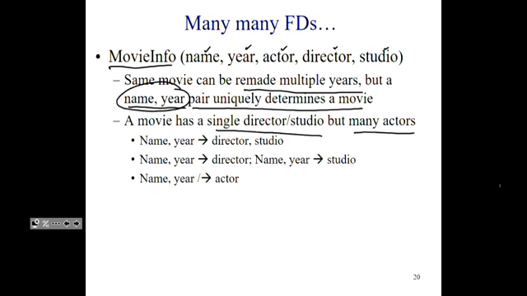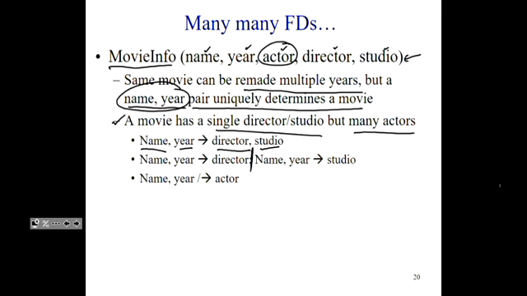Let's say I have the first constraint, which is that a movie has a single director or studio, but may have many different actors. If a name-year pair uniquely determines a movie, that does not mean that it's a key for this relation, because there could be multiple actors for the same movie. So that's something that we need to be careful about. The way to encode the first constraint is that name, year implies director, studio. So that's one functional dependency that holds.